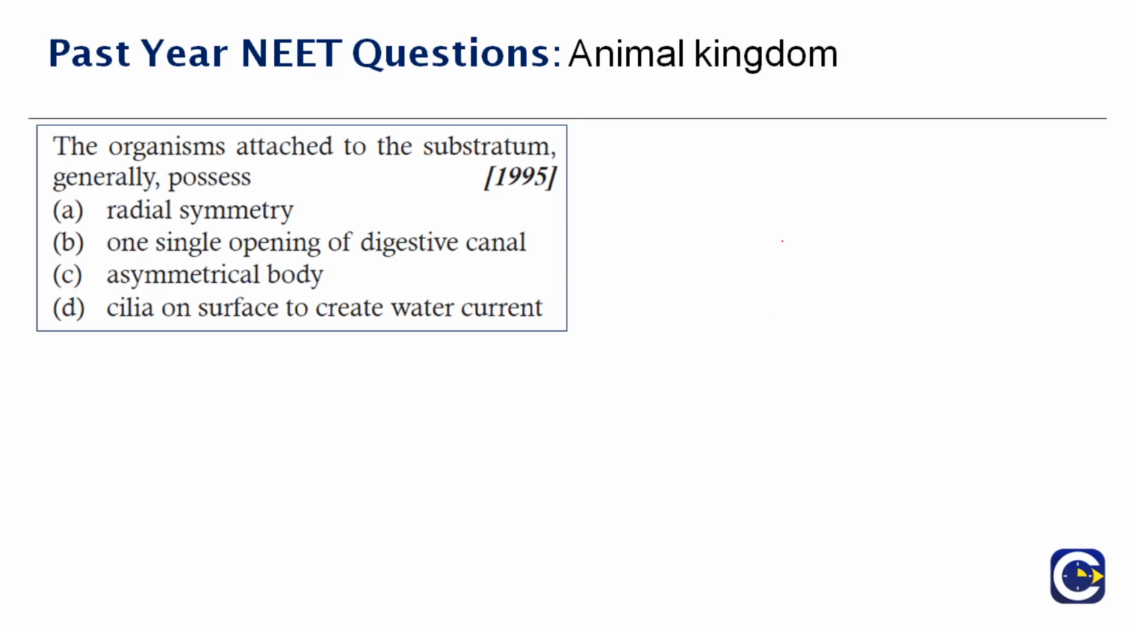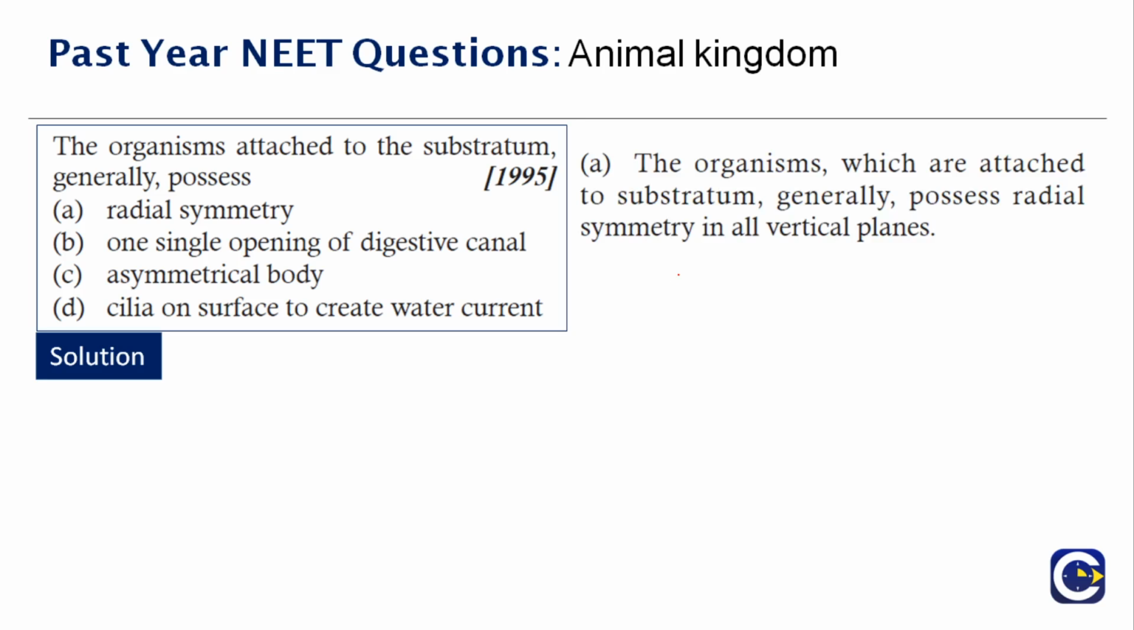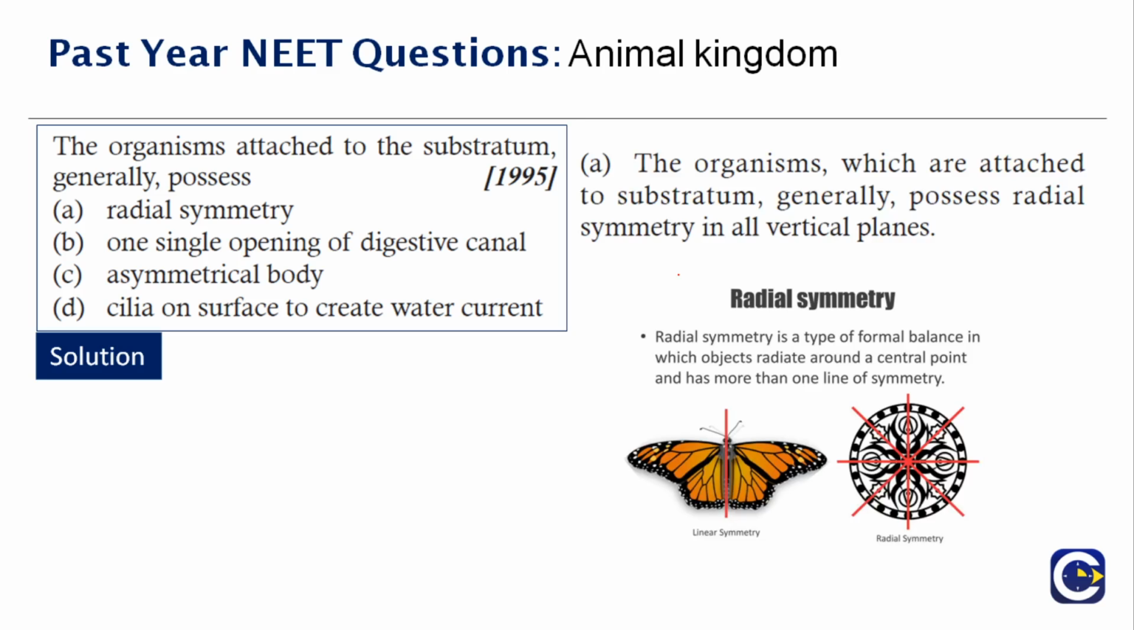Okay. Next question here. The organisms attached to the substratum generally possess dash. So this question was asked in the year 1995. I think this should be easy for you to understand and answer because we've already discussed it. When an organism is attached to the substratum, it usually undergoes radial symmetry because we talk about the vertical planes here. So the organisms which are attached to the substratum generally possess radial symmetry in their vertical planes. Therefore the correct answer is option A.